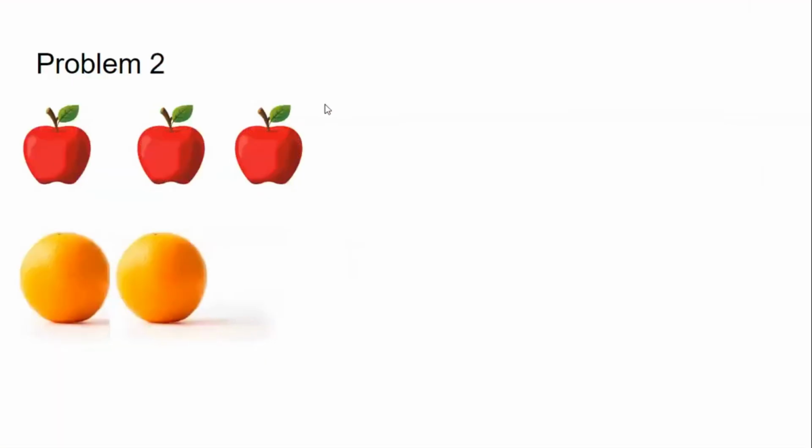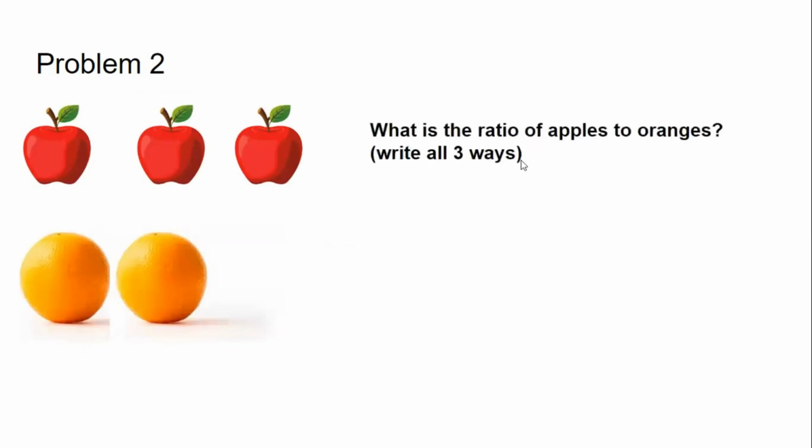All right, problem 2. You've got some apples and some oranges here, and I'm going to attempt to do this so it shows you what proportionality is also. What's the ratio of apples to oranges? Write all three ways. You've got 3 apples, 2 oranges. So we want to do the number of apples first and the number of oranges. So we have 3:2, 3 to 2, and 3/2.